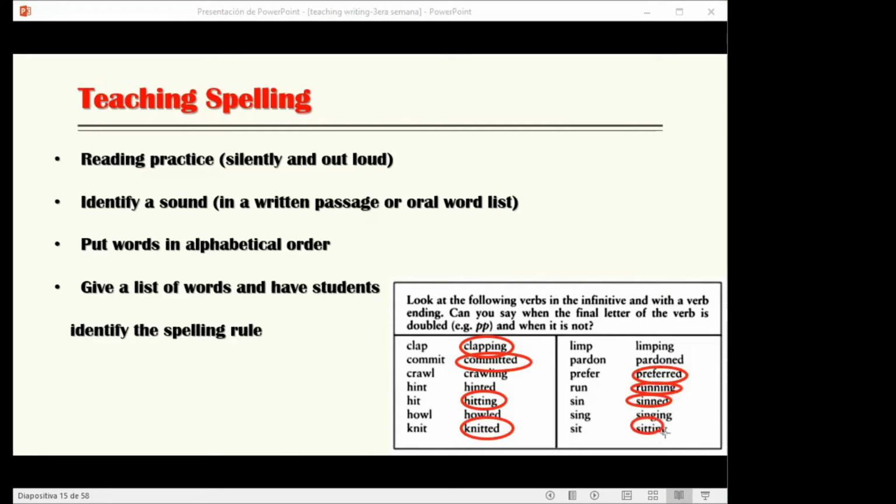again, double T. Now, you can ask them, what would be the rule? Why do I double the letters in these verbs and not in the other ones? So they need to analyze it, no? You can make them work in groups, in pairs, individually. It depends also on the time, because if you make the activity as a group or in pairs, obviously it's going to take more time. So they identify the spelling rules.